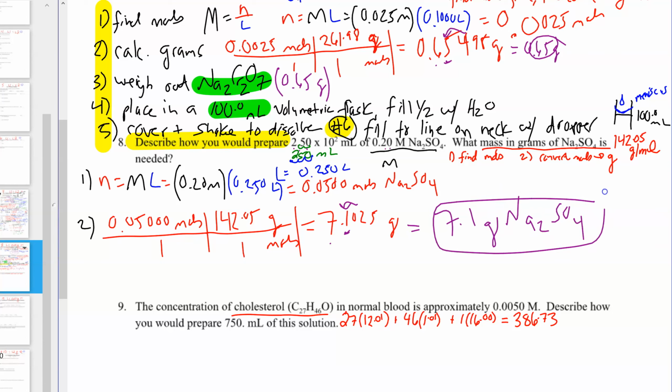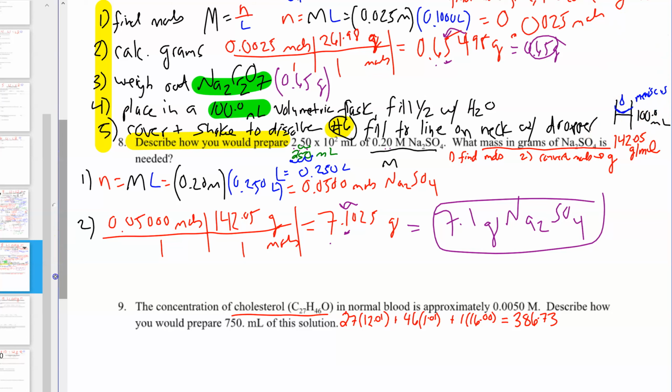This is where I'm going to stop writing on this problem, but you should continue writing, please. Describe how you prepare it. All those steps. We found moles, we calculated grams. We're going to weigh out 7.1 grams of sodium sulfate. We're going to place it in a 100.0 milliliter volumetric flask. We'll fill it halfway with water. We'll cover it. We'll put a lid on it. We'll shake it to dissolve, and then we will fill to the line on the neck with a dropper, making sure we look at the meniscus.